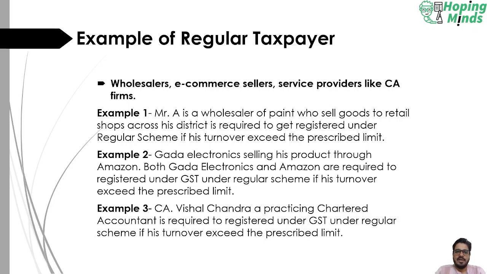First example, Mr. A is a wholesaler of paint who sells goods to retail shops across his district, is required to get registered under regular scheme if his turnover exceeded the prescribed limit. In example 2, Gada Electronics selling his products through Amazon. Both Gada Electronics and Amazon are required to register under GST under the scheme if his turnover exceeded the prescribed limit.